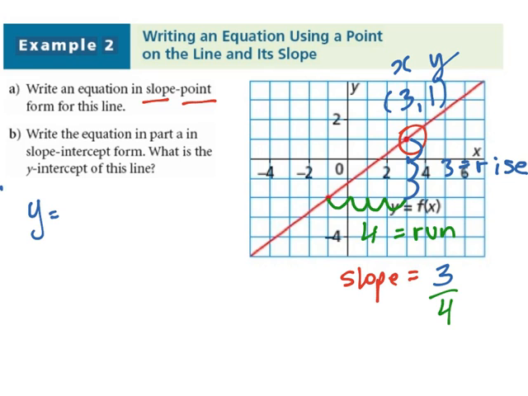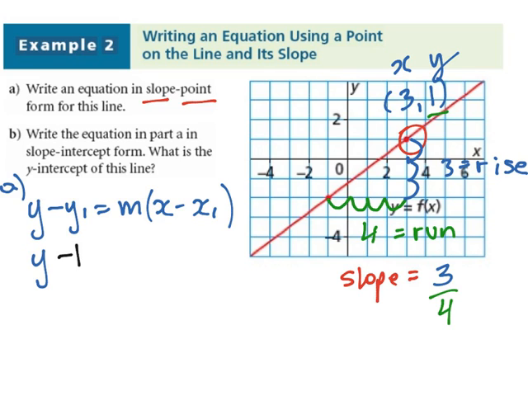Let's rewrite the equation. y minus y1 is equal to the slope, m, times x minus x1. So how do we put the values in? Well, we know that we always have to take the y-coordinate and the x-coordinate into our equation. The y-coordinate is 1, so in our equation, we'll put the value as -1, the opposite sign.